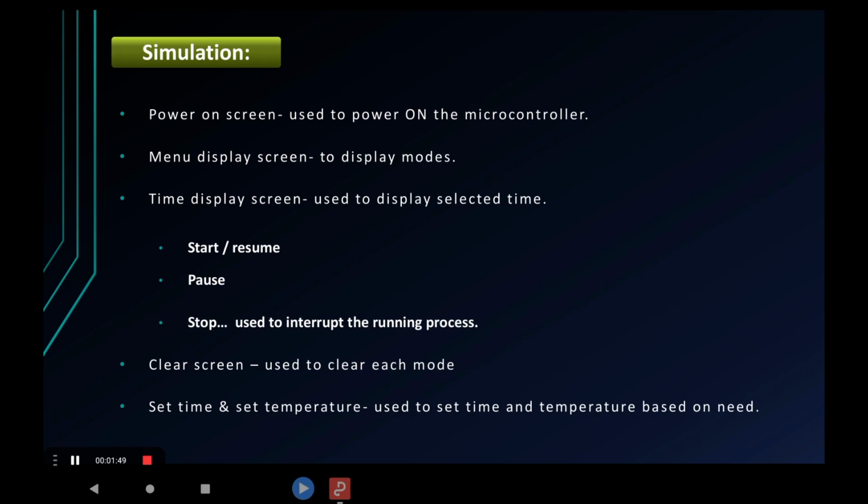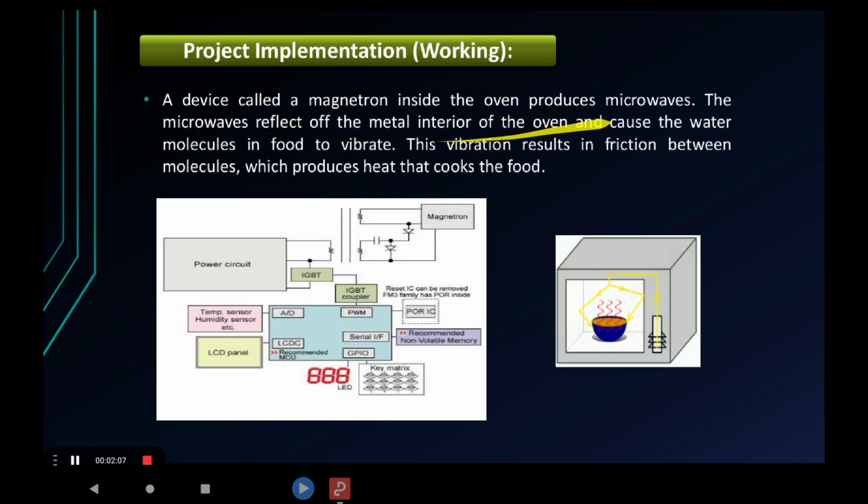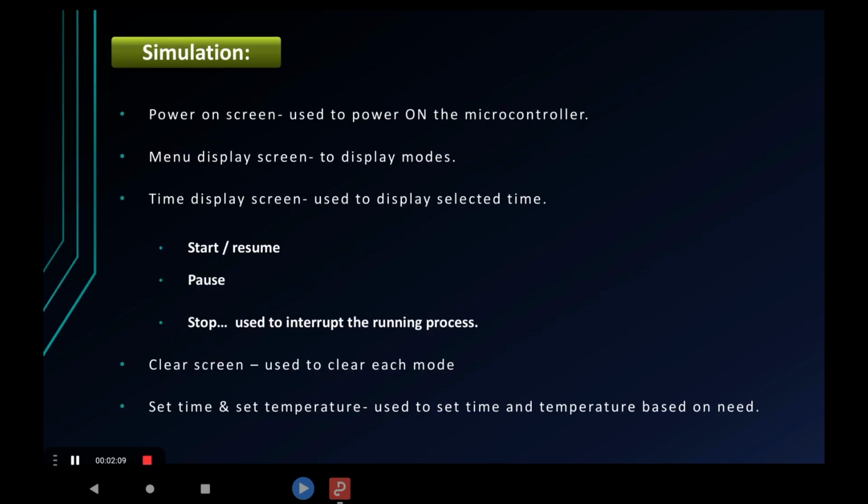Create main.c file in source files. Create main.h file in header files. Further, move to the Proteus Lab simulator. There you may come across the following instructions like power on screen. It is used to power on the microcontroller. Then menu display screen, to display modes, we select PIC16F877A. Time display screen. It is used to display the selected time.